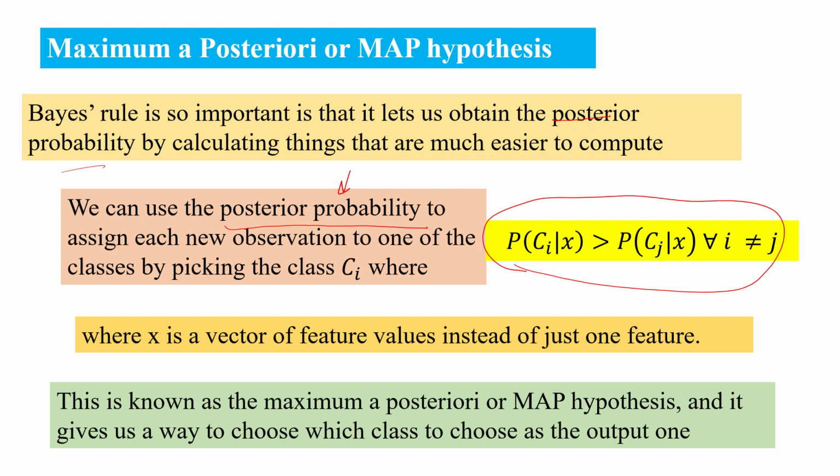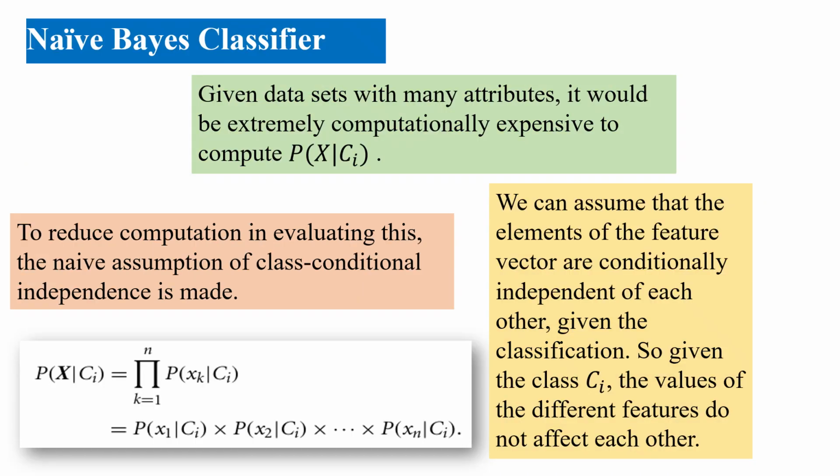Okay, when we have computed these posterior probabilities for all the classes, we pick up the highest one and say X belongs to Ci. And X is a feature vector. This is known as the maximum a posteriori or MAP hypothesis. And this allows us to choose which class to be given as the output class. So the naive Bayes classifier, what does it do? It will help us find the class to be output as the assigned class.